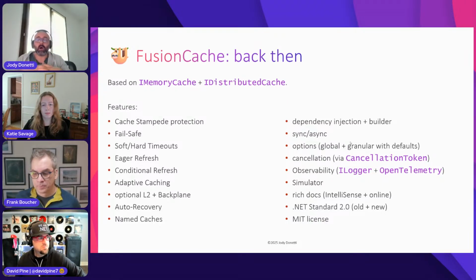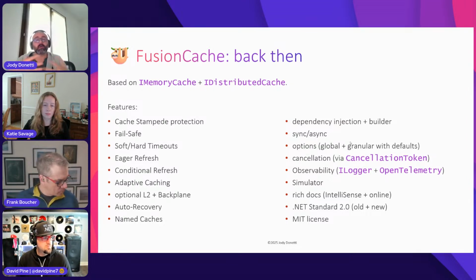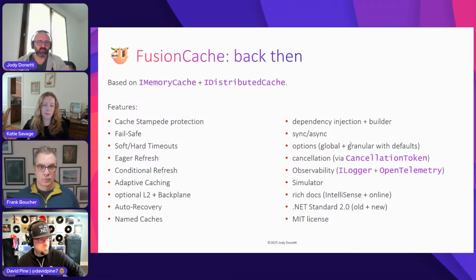Optionally, as I said, level 2, distributed cache, basically any existing implementation of IDistributedCache works out of the box. Also supports auto recovery, which I remember has been a really cool feature to show off last year. Basically, it's like self-healing for your entire cache, which in case of temporary issues and transient problems and stuff like that, it will automatically resync everything for you for free, and you don't have to do anything.